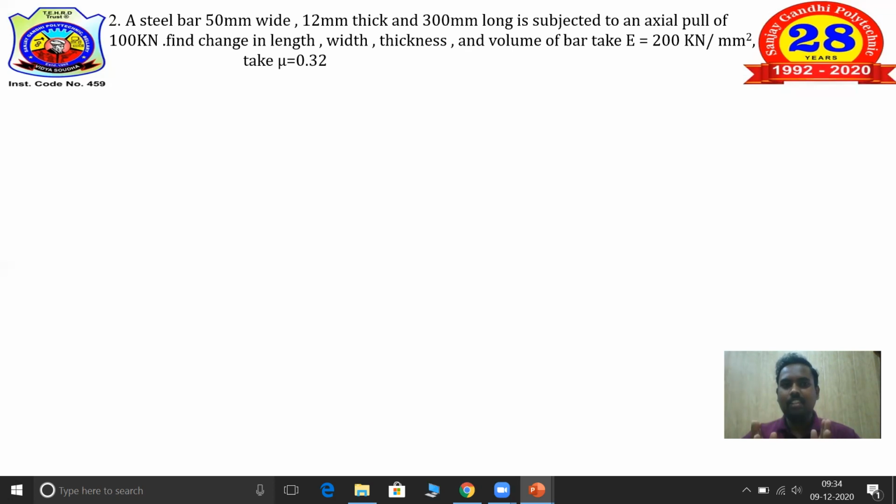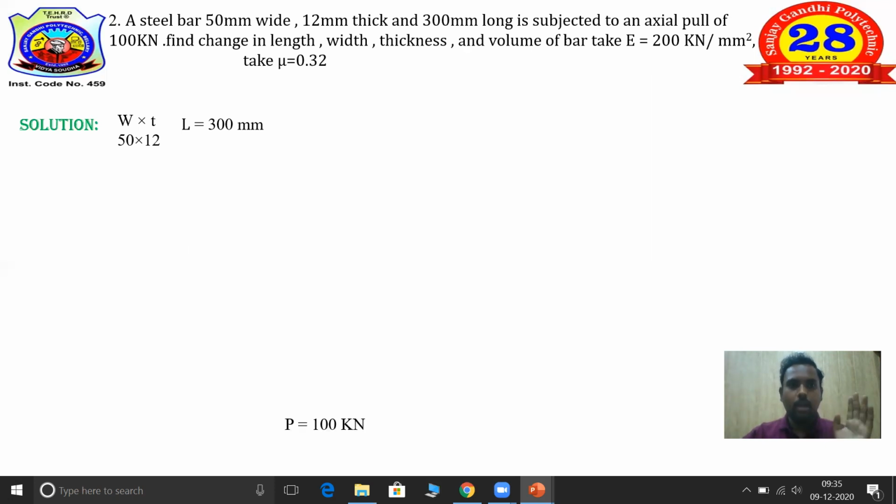Students, in the question he has given mu equals 0.32, so it should be a problem on elastic constants. It is clear. Now let me write the given values. What has he given? A metal bar of 50 wide. Wide is nothing but W. W equals 50 and the thickness is 12, so I'll write W into T equals 50 into 12, since the formula for area becomes W into T. That's why I have written it like this. Then 300 long, so L equals 300.